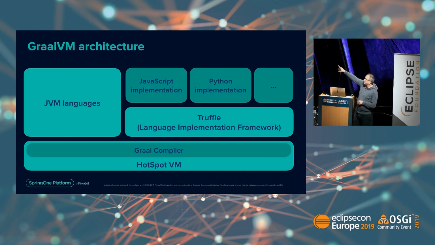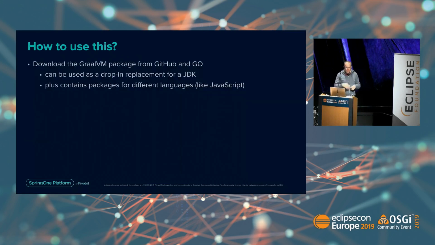On the other side, there's this Truffle framework that interacts with the Graal compiler in a specific way, and the languages are implemented on top of this Truffle framework, just as a brief overview. So how can I use that? How can I just try it out myself?